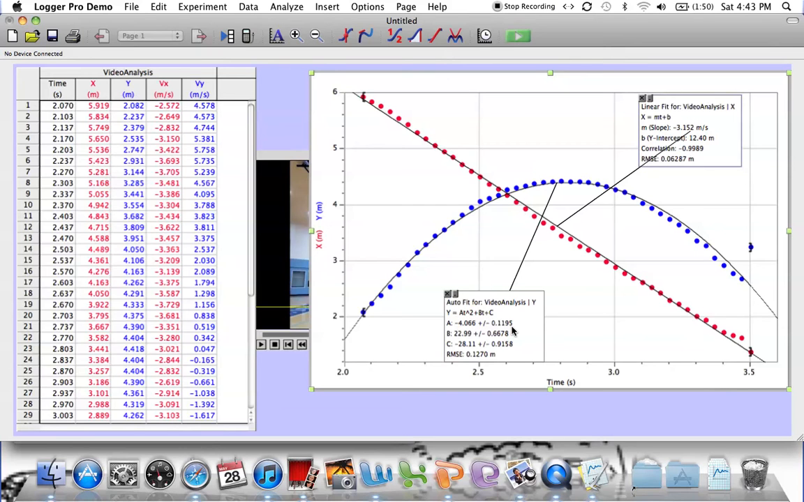And the acceleration due to gravity is negative 9.8 meters per second. So therefore, our graph, this parabola, the velocities in the y direction should be changing at a rate of negative 9.8 meters per second.